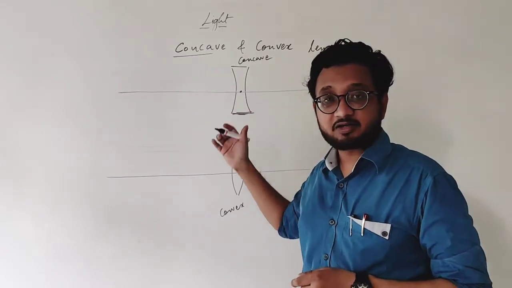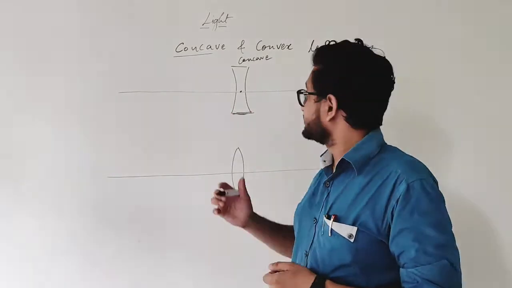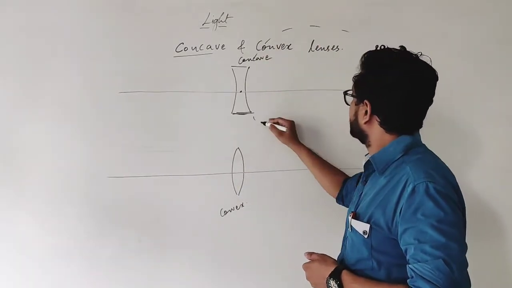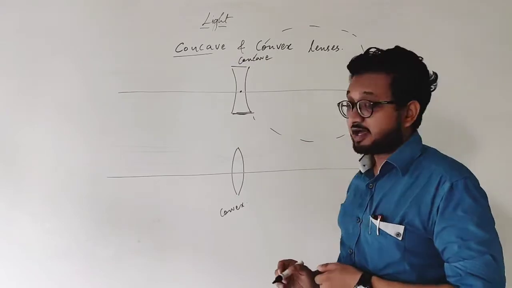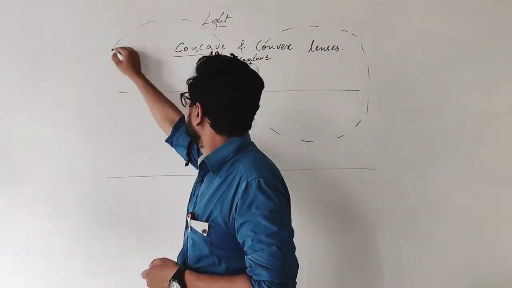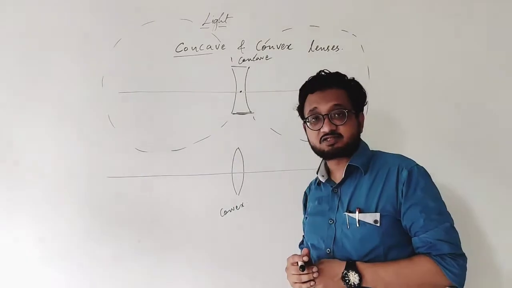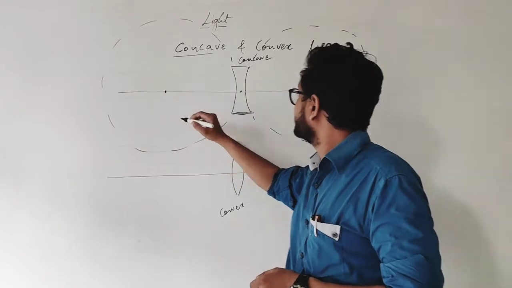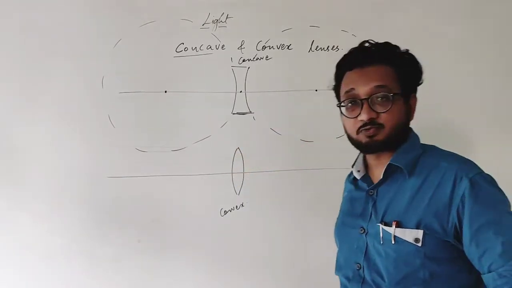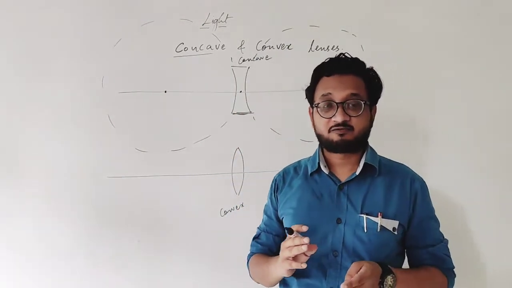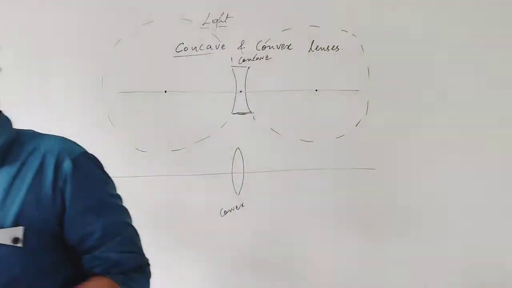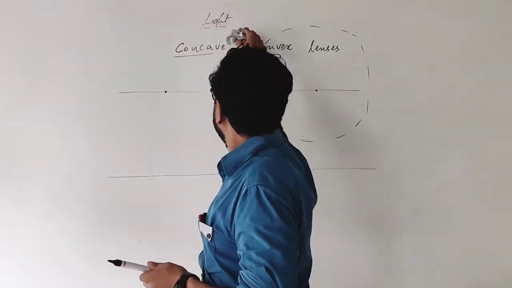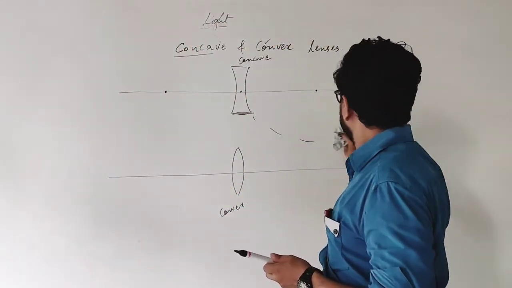Let's say that this is part of a sphere, but as you can see, this is a double concave lens. So you have to imagine two spheres like this, one sphere over here, the other one somewhere like this. And because there are two spheres, there are two centers. So one center over here and the other center over here as well. So there are two centers for the concave lens. Similarly, we have two centers for the convex lens as well.